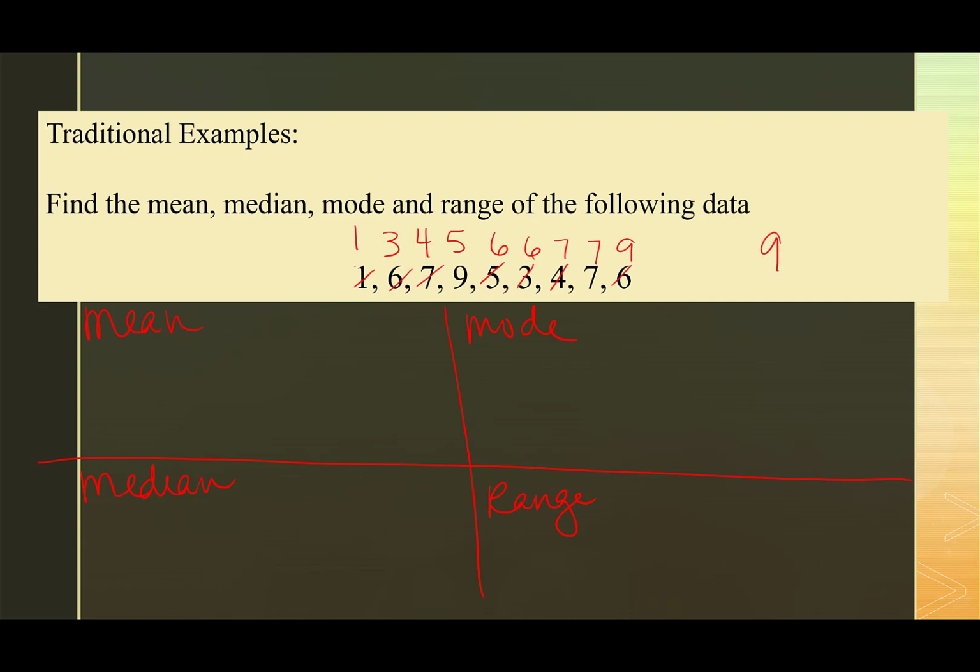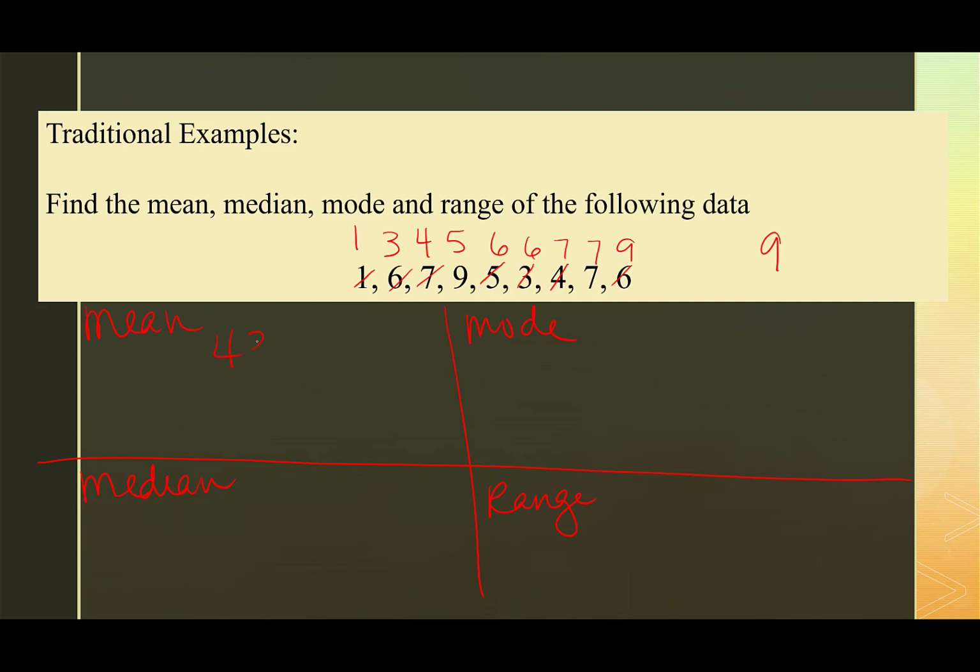And if I count the ones I've written in red, 1, 2, 3, 4, 5, 6, 7, 8, 9, there's also 9 data points. All right, let's start off with the mean. I want you to pause the video again. Add these 9 numbers together, then divide by 9 to find the total mean.